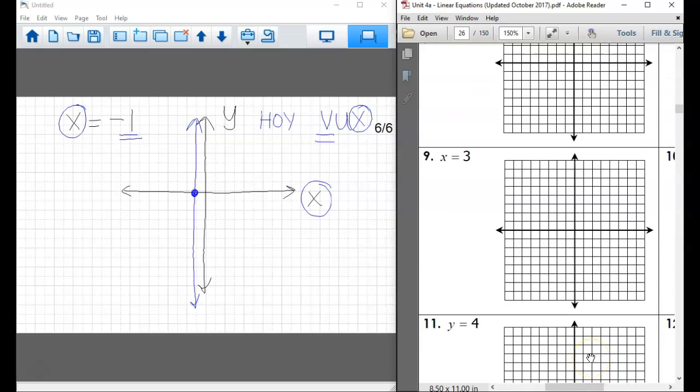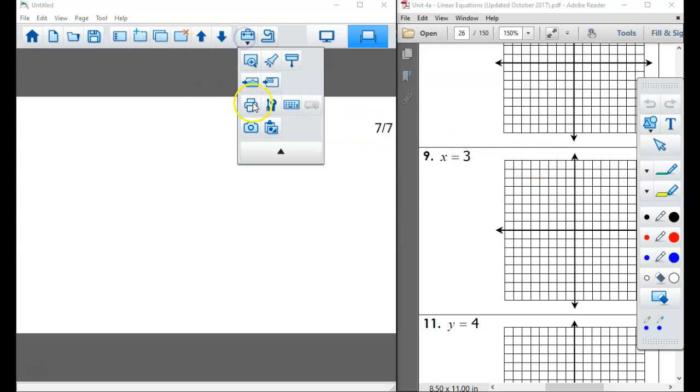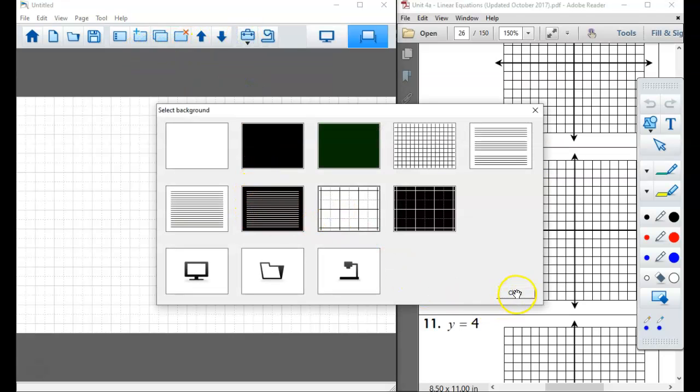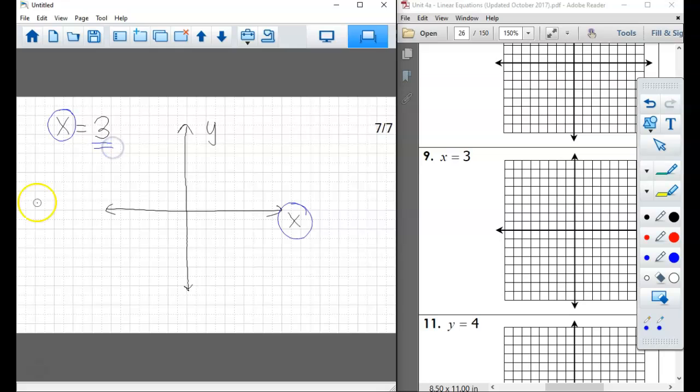Let's look at number 9. We'll do just a couple more of these, just so I'm sure you've seen enough. X, Y. And notice on this number 9, we're graphing x equals 3. So which axis are we going to cross? Well, we're going to cross the x-axis. Where will we cross? Positive 3. So starting from 0, we go to the right 3.